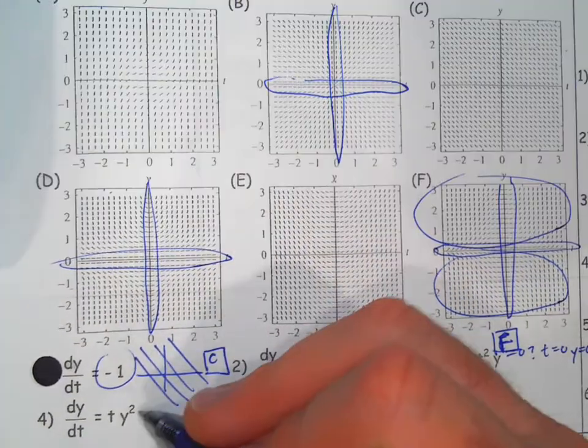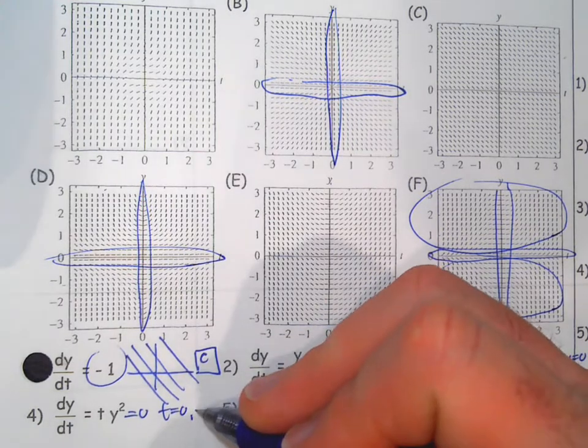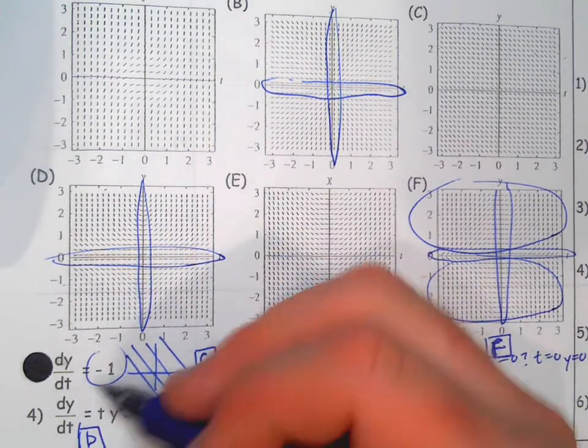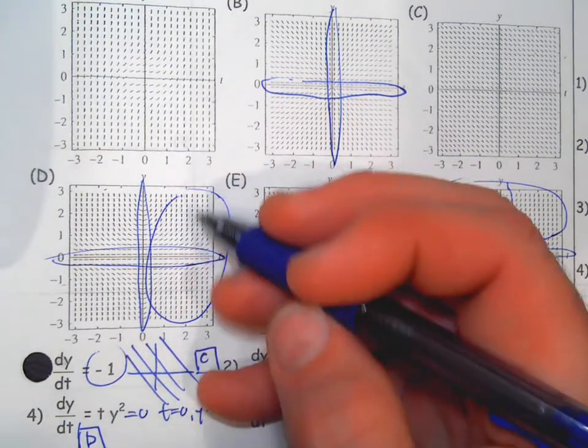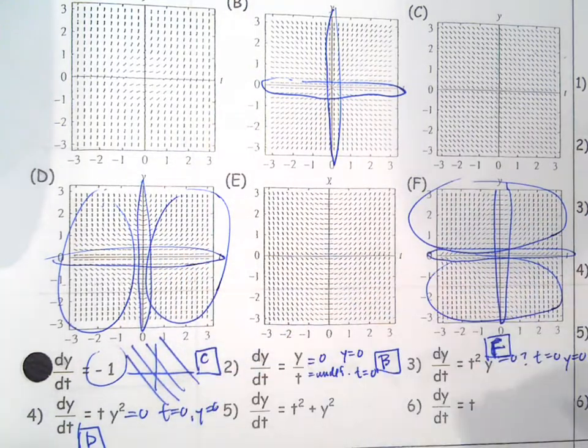This one, similar idea, t equals 0, y equals 0. So I'd probably go with D just by process of elimination, but let's make sure it makes sense. This one depends on the sign of t. When t is positive, they're all positive. When t is negative, they're all negative. So yeah, that's D.